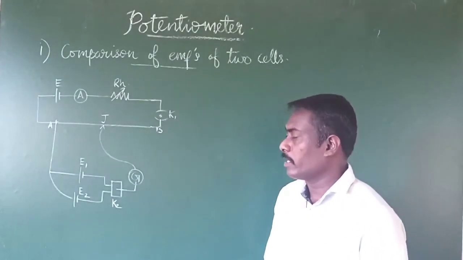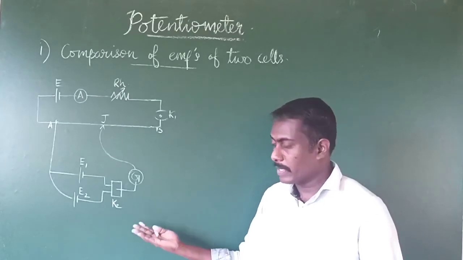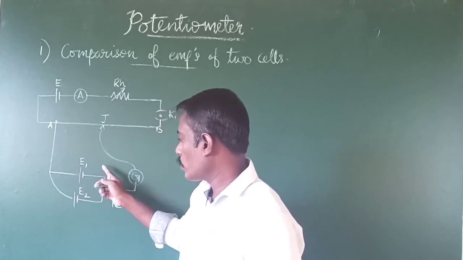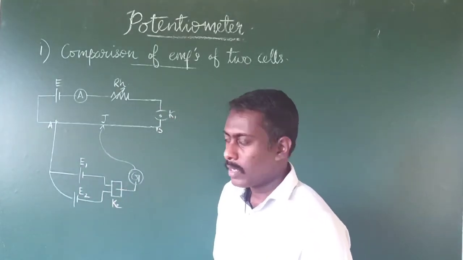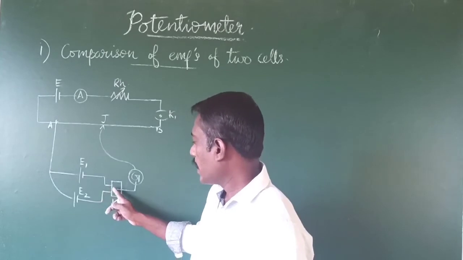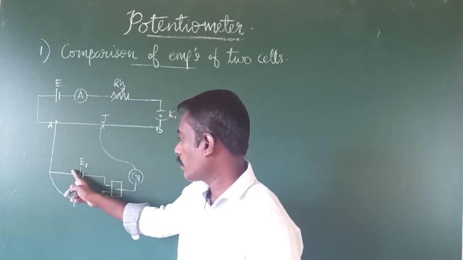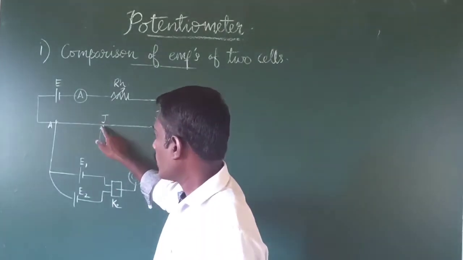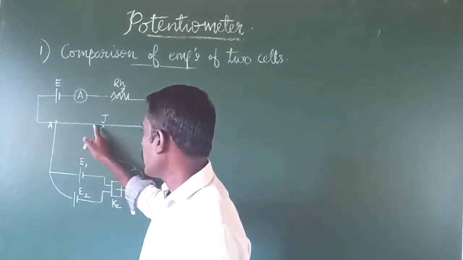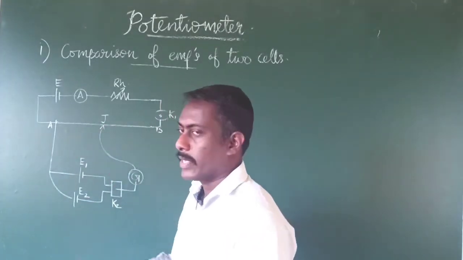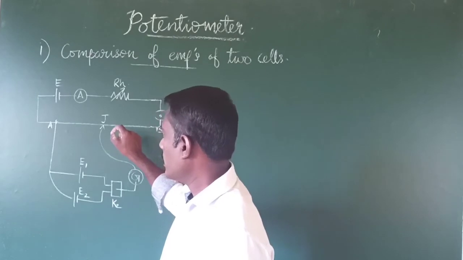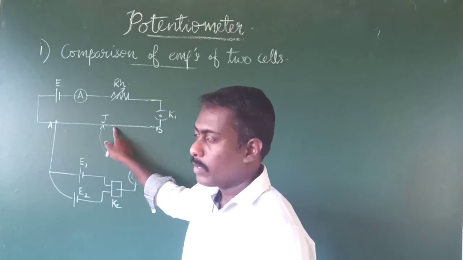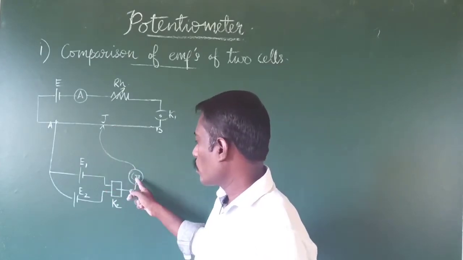In order to compare the EMFs of these two cells, first introduce the cell E1 to the circuit through the key K2. When K2 is open, introduce this EMF E1 so that the jockey can touch various positions of the wire, where we get a length L from the point A, where the galvanometer shows the zero point.